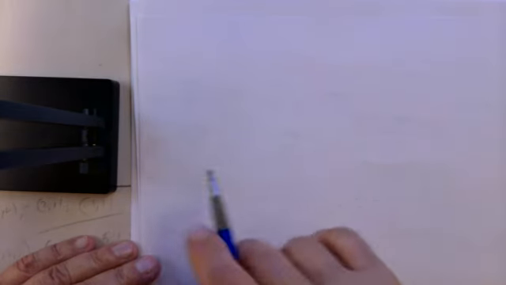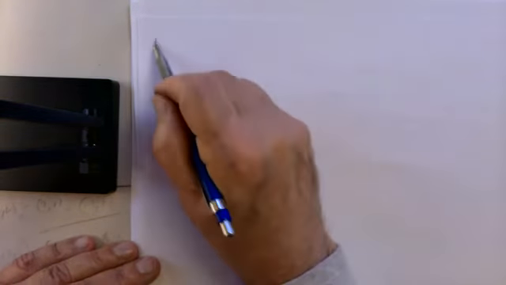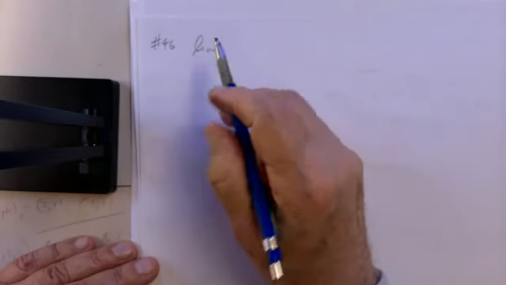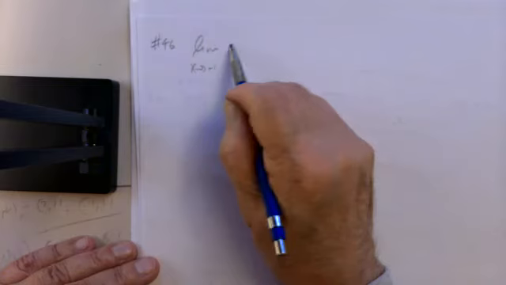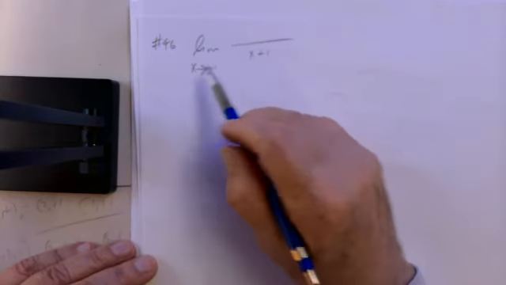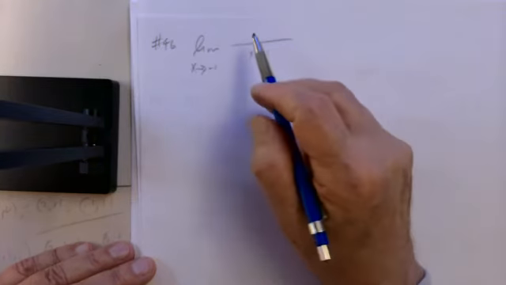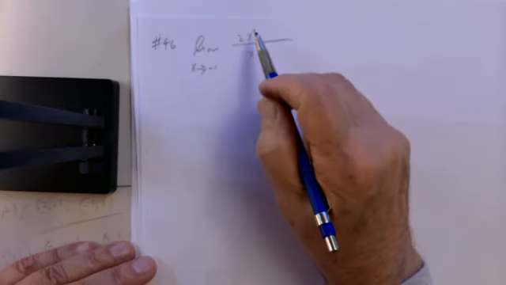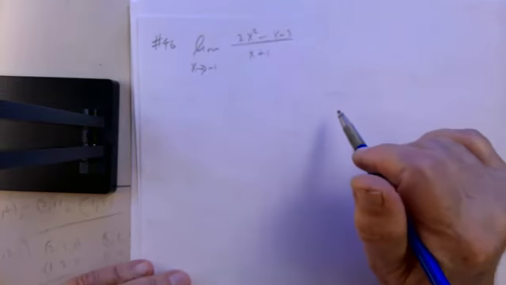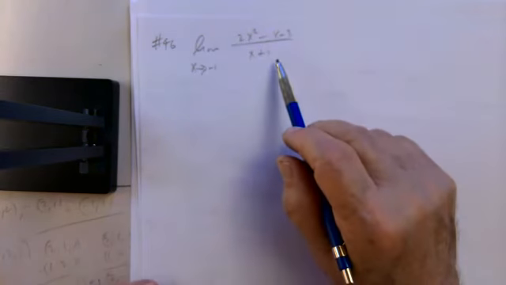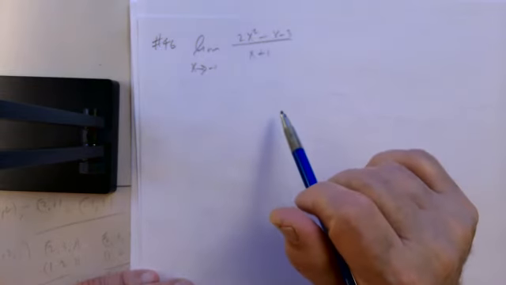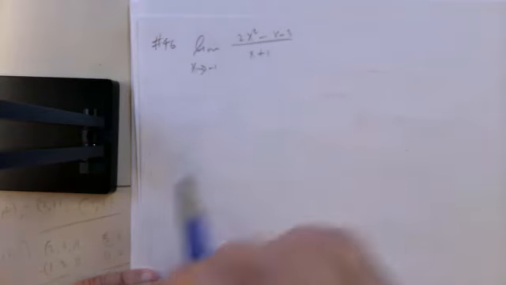Let's do a few more problems. This is number 46. This is the limit as x goes to -1. I have x plus 1 in the denominator, which means I can't just plug in -1 because this would give me 0. And the numerator is 2x squared minus x minus 3. So my only technique for solving a problem like this is to hope that I can factor the numerator and divide out by x plus 1.